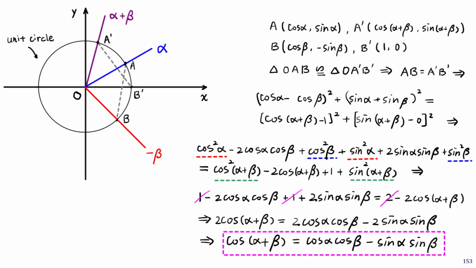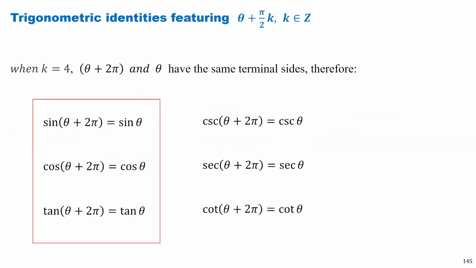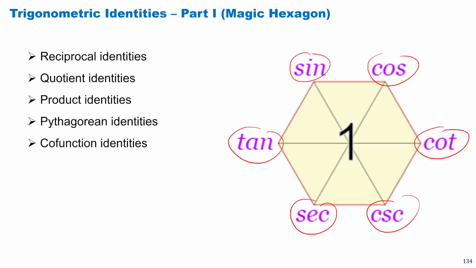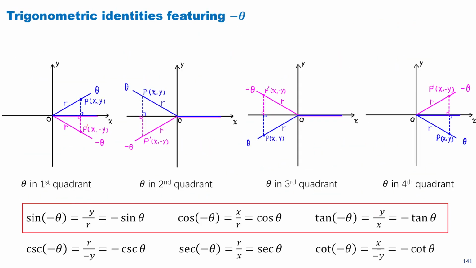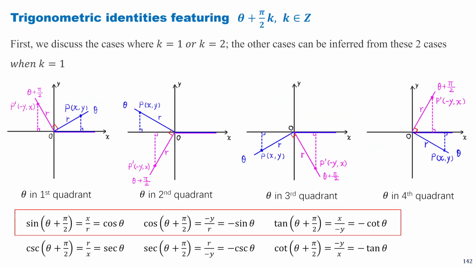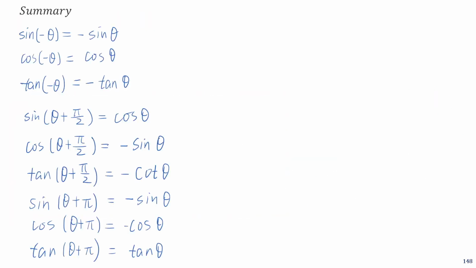Okay, let's make a summary so far. We have learned 3 sets of trigonometric identities, right? The first set of identities can always be found in the magic hexagon, so these are the easy ones. And then the second group of trigonometric identities can be summarized into these 9 formulas, right? Make sure you're able to know each of the 9 formulas here.